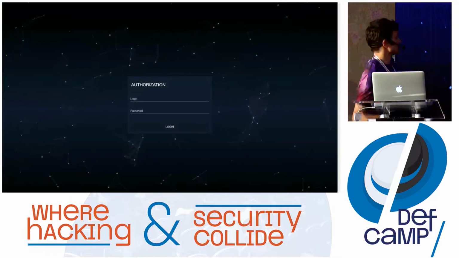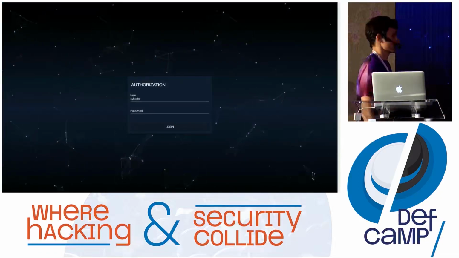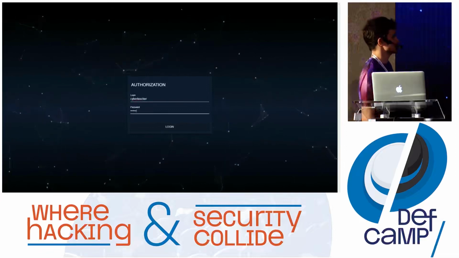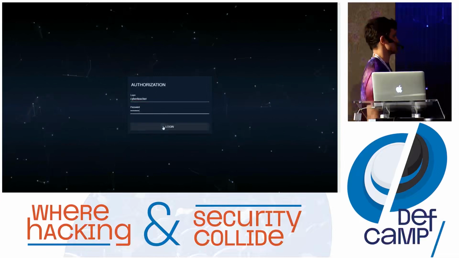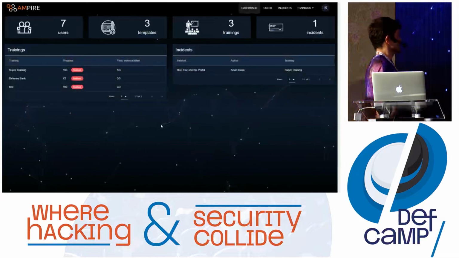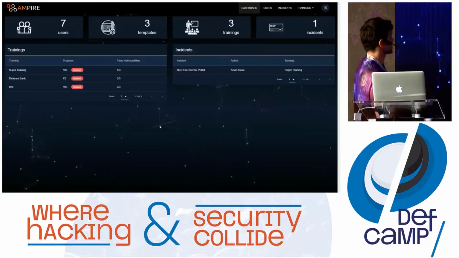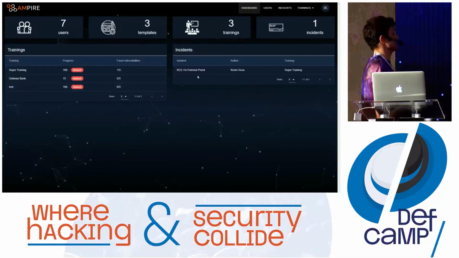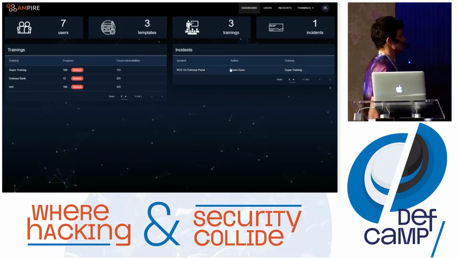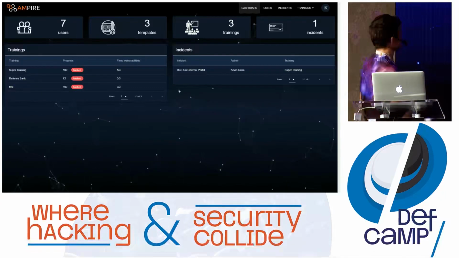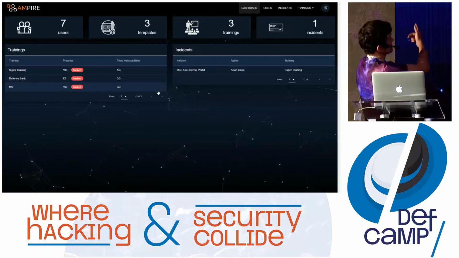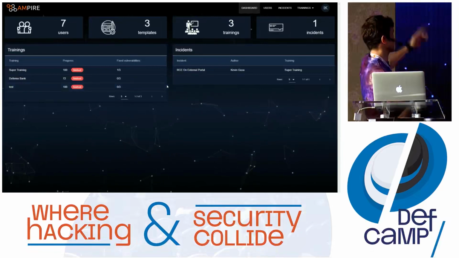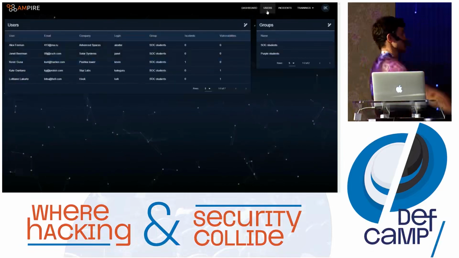So, as Sergey mentioned, the system has different roles for the teacher and for the students. They are divided into two groups, the reaction team and the mitigation team. Let's log in as a teacher. We have a dashboard with all the trainings that this teacher has created previously, with incidents created by the students. In the top part, you can see it has 7 users created, 3 templates available, 3 trainings. You can see them on the left part. And 1 incident created by a user.